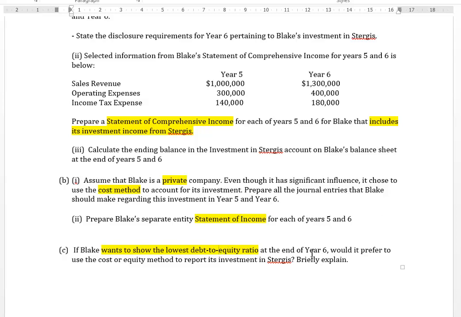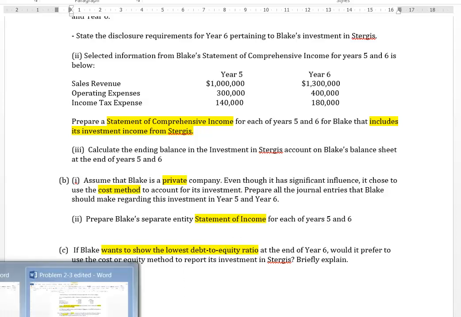And then in part C, we're going to compare the cost method to the equity method. And we're going to say if Blake wants to show the lowest debt to equity ratio, would they prefer to use the cost or equity method? This is going to be particularly meaningful if you are an ASPE company, right? Because in ASPE, they have a choice. So with that data in mind, let's have a look at the solution.